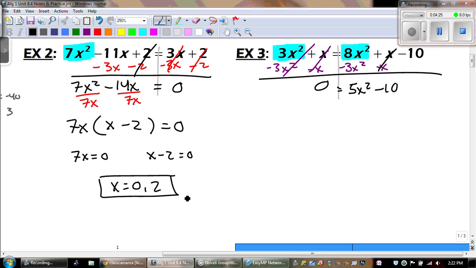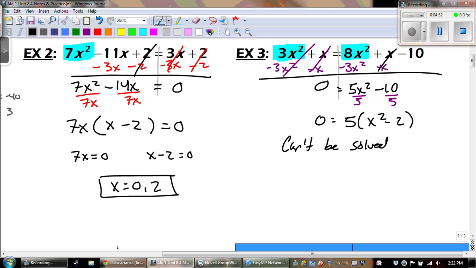So what would we do now? Well, we'd check. Is there a GCF? Yeah. I can take out a 5. And so the GCF comes out front and we're left with x squared minus 2. Now, can I solve this by factoring? Sorry guys, this can't be solved by factoring. And that's the key thing. I said it can't be solved by factoring, but this can be solved.